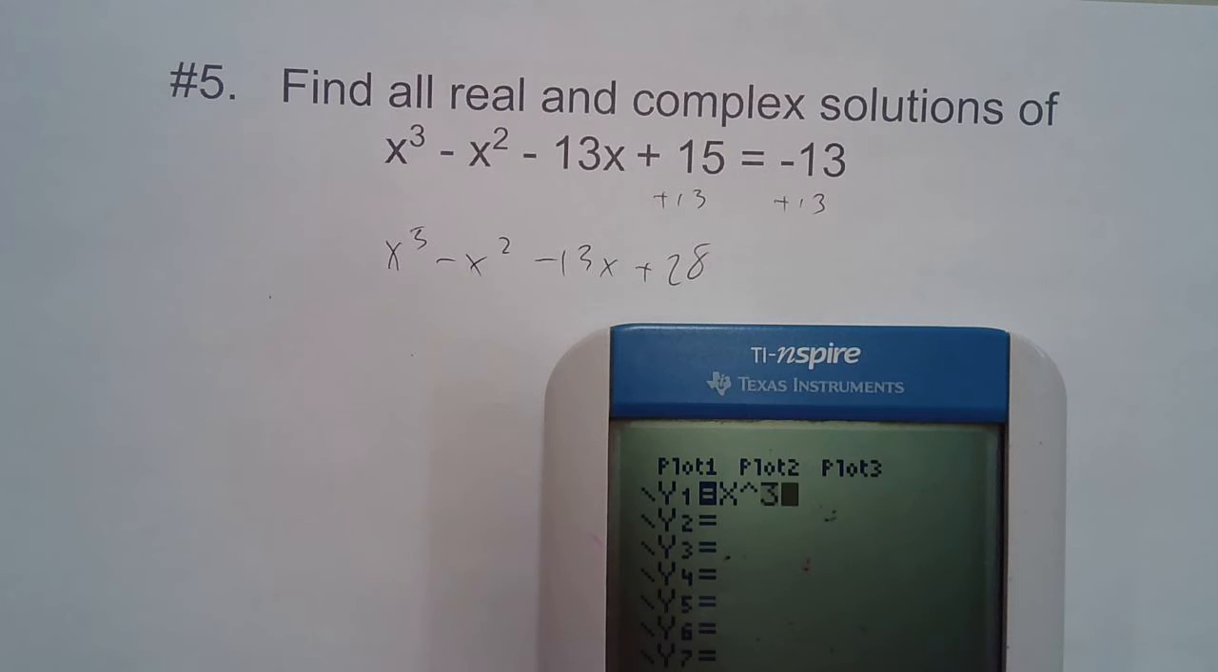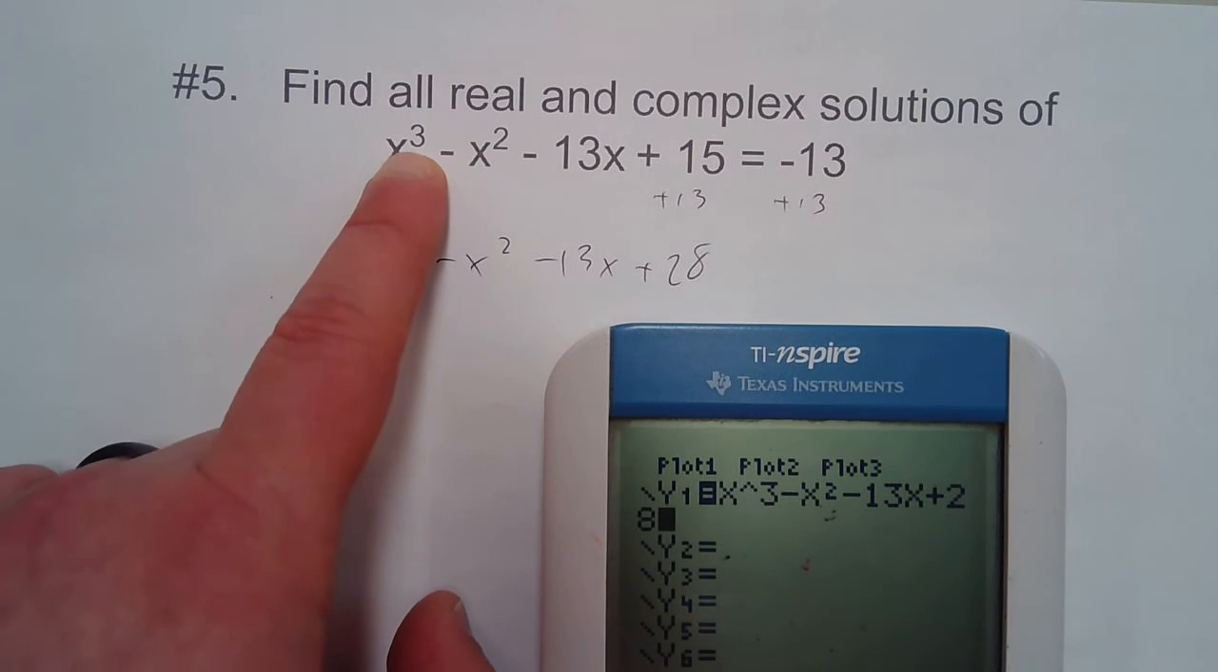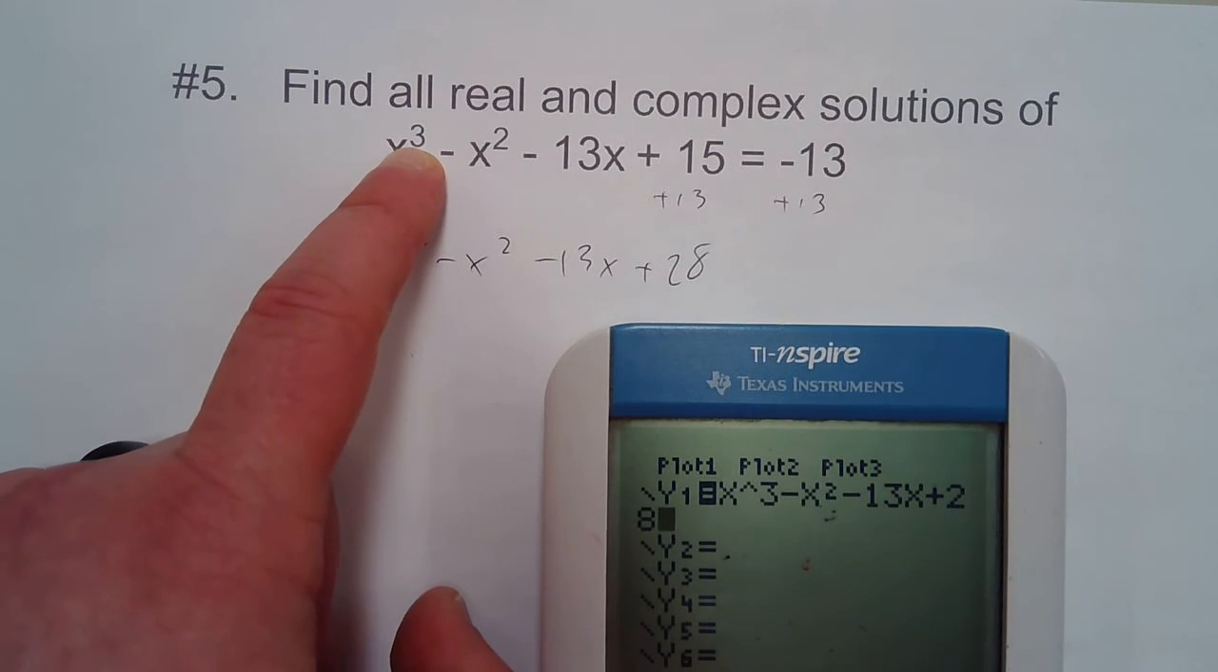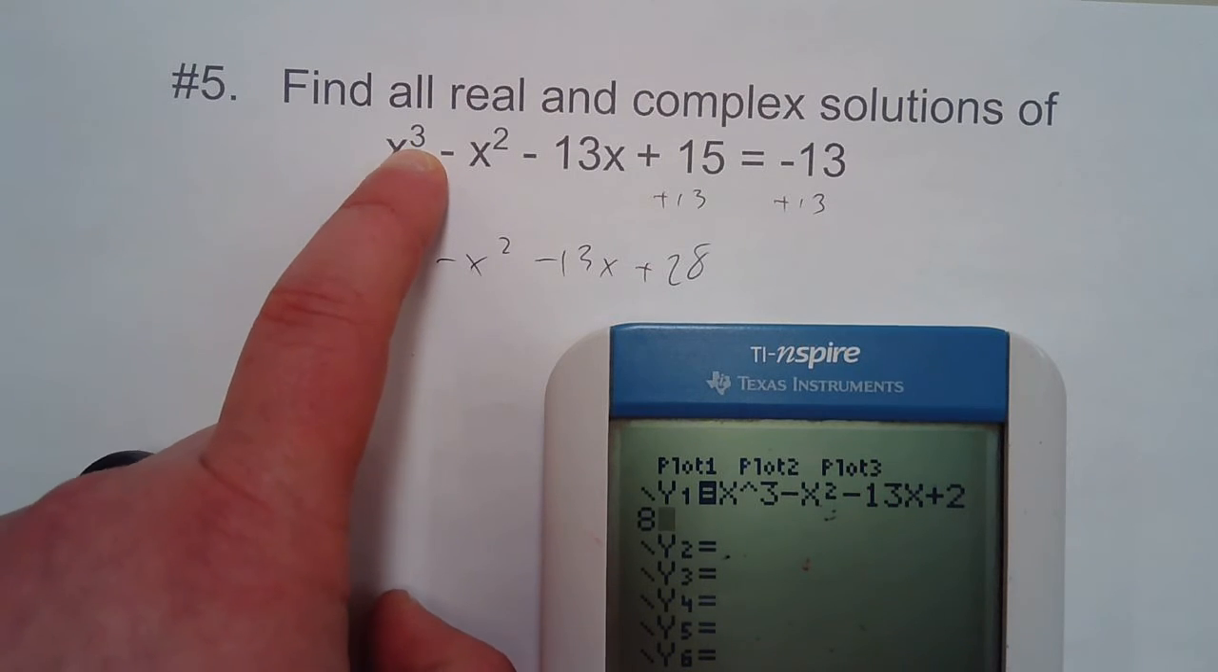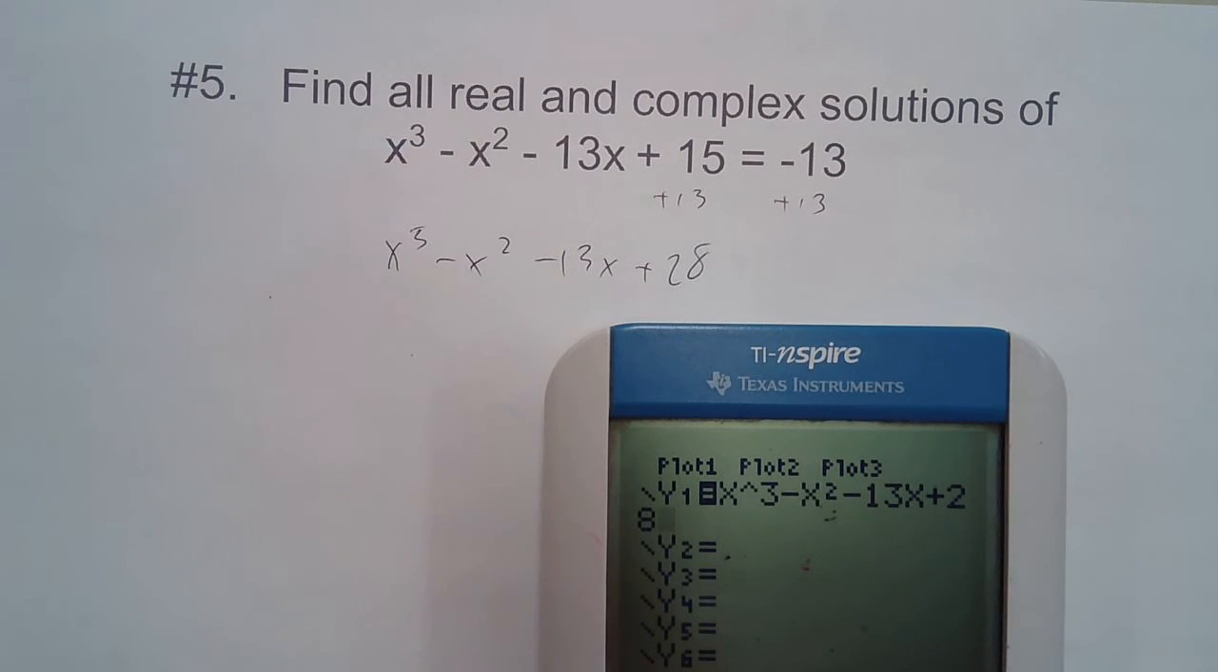So I get that entered, and I'm going to be looking for any real solutions. If I'm lucky, the problem has 3 real solutions, and I just find them, and I'm done. Because remember, if it's a cubic, it's going to have 3 solutions. If it's 4th power, it's going to have 4. If it's 10th power, it's going to have 10, and so on. So I need to find all 3 solutions.